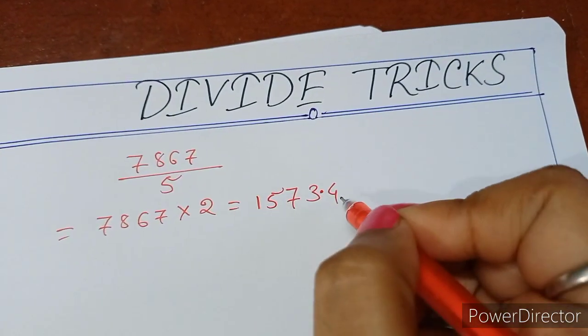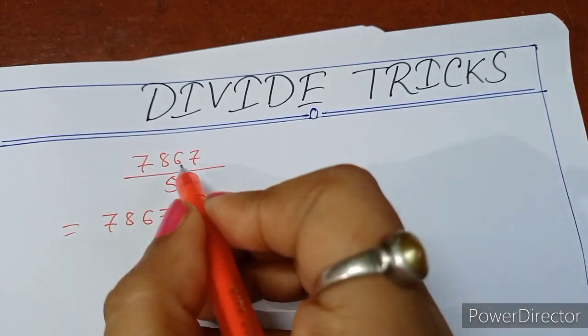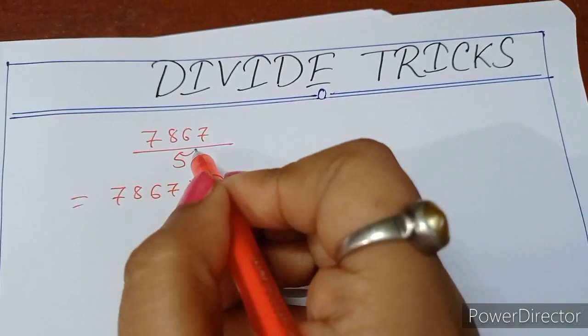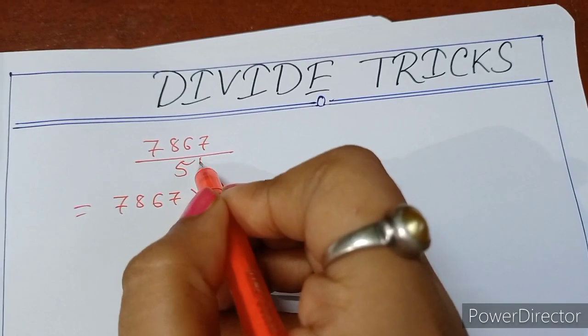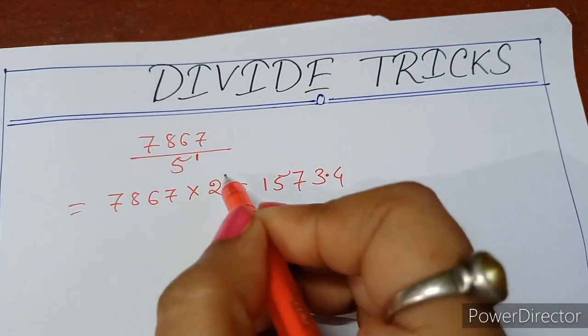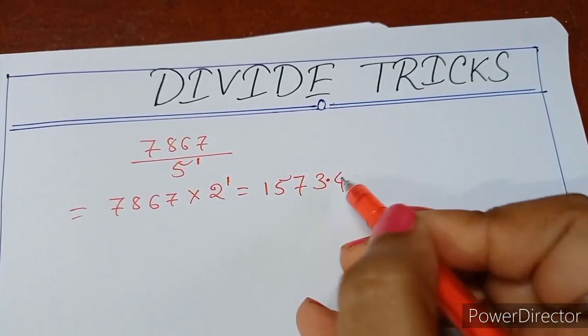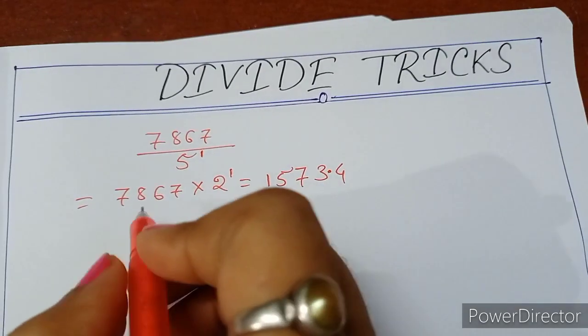Here we add 1 point before 1 digit. Because here 7867 by 5 means actually 5 to the power 1, and we multiply 7867 into 2, which means actually 2 to the power 1. So we add 1 point before 4. Okay, next.